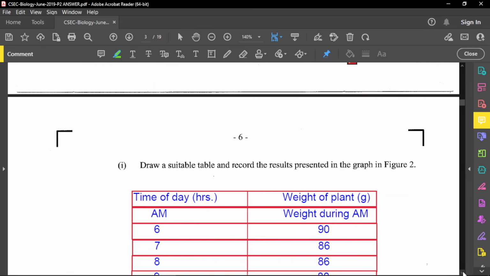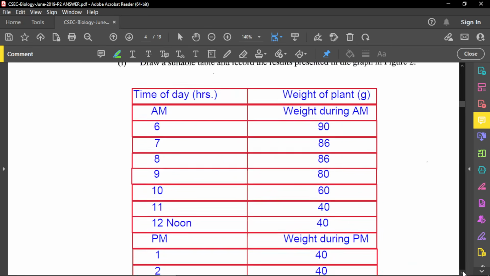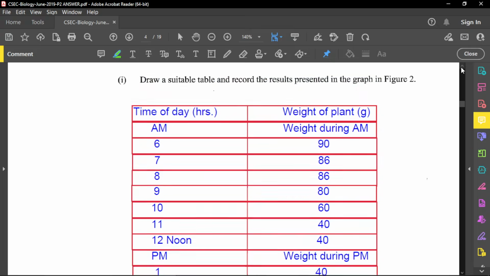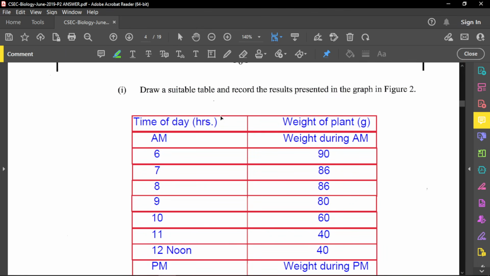And so to go to the question here, it said draw a suitable table and record the results presented in the graph in figure 2. And so from the graph, I obtained these values. Again, you can always go back and observe the graph. And so what I did, just want to point out a few things here. You can draw a table anyhow once it represents the information properly and accurately.